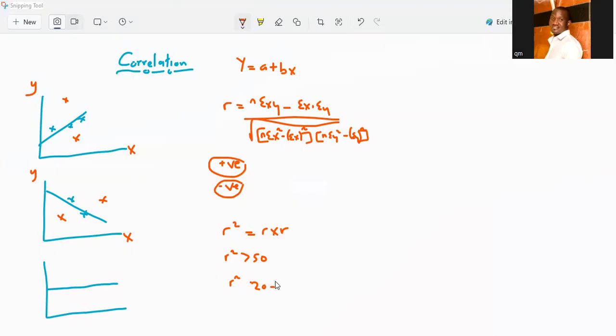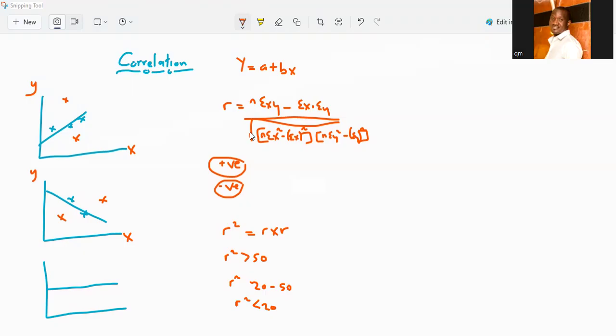So between 20 and 50, that is a moderate relationship. Less than 20, that is a weak relationship. Correlation analysis is very important in many applications. So we'll look at an example where correlation analysis will be applied.